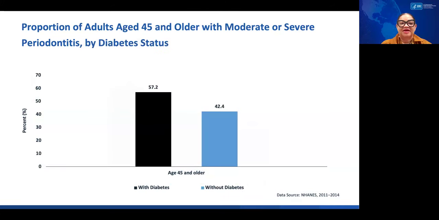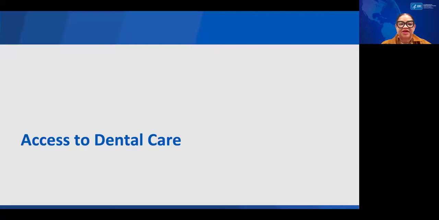And then also by diabetes status, persons with diabetes versus without. And this is another critical area in terms of understanding your population and making sure that you're inclusive of the groups that have the greatest need. And we know there are studies that show that individuals with chronic conditions definitely have a higher prevalence of conditions like periodontitis, tooth loss, and untreated dental decay. Next slide. And then access to dental care.